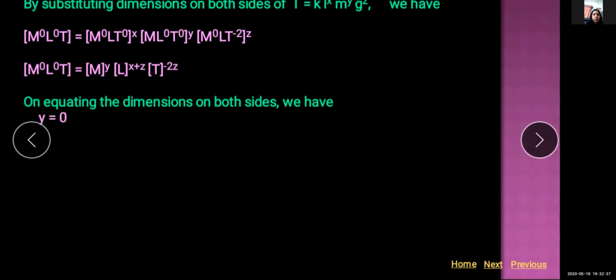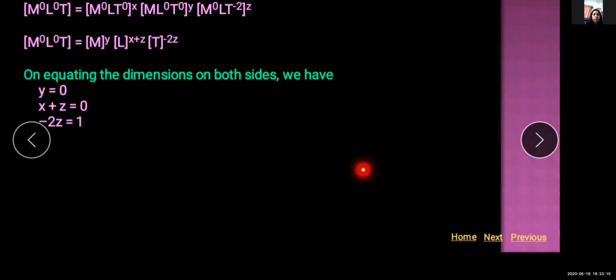So you will get y equal to 0. Here, M to the power 0 on the left and M to the power y on the right. On comparing the right-hand side and left-hand side, M^0 equal to M^y, so we can write y equal to 0. Okay, now x plus z. On the left-hand side L^0 and on the right-hand side L^(x+z), so we can write x plus z equal to 0.